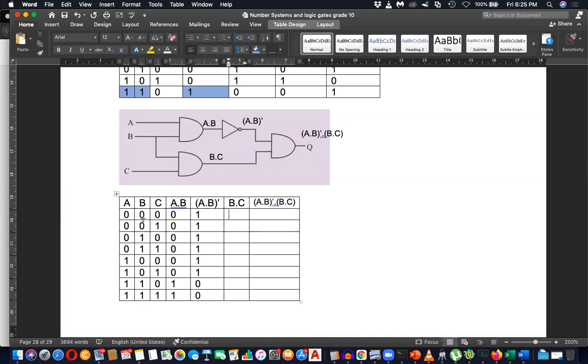B and C, these two. If both are one here, it's one. Both are one, it's one. Otherwise, it's zero. And again, you have to AND this one and this one. When you AND this one and this one, both are one, it's one. Otherwise, it's zero. And this is the answer.